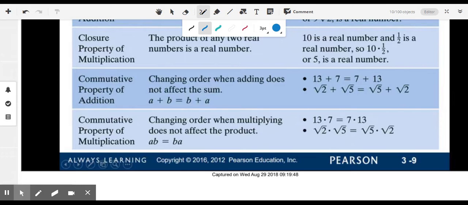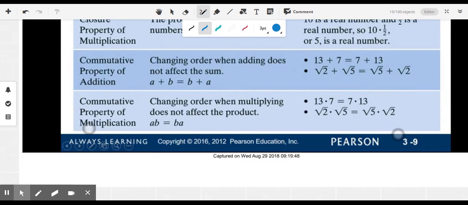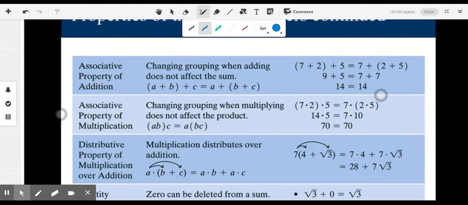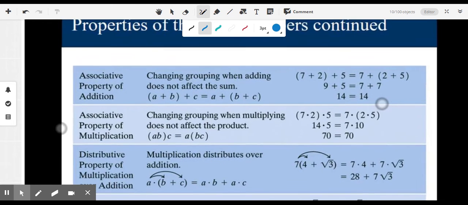All right, our next property, the associative property of addition and multiplication, means if I'm adding 3 or more together or multiplying 3 or more together, it doesn't matter which two I add together or which two I multiply together first.